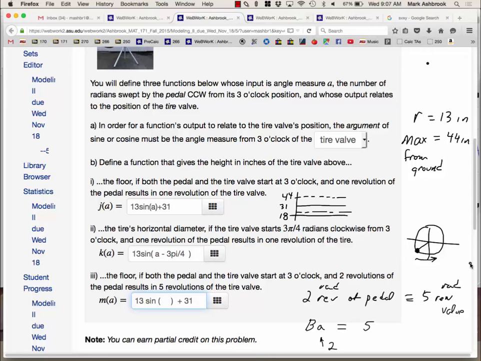So when 2 is plugged in for A, then we need the tire valve angle to be 5. So you're plugging 2 into A. So what value of B does that? 5/2. So it's spinning 5 halves times as fast. So we want the tire valve to spin 2.5 times as fast as the pedal, according to this information. So that argument would have to be 2.5 times the input angle A, or 5 halves A.